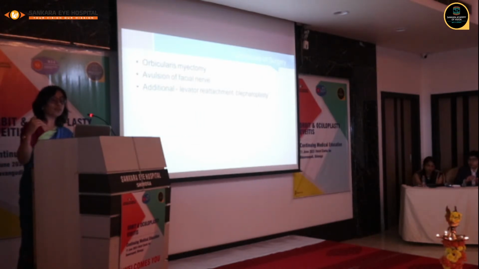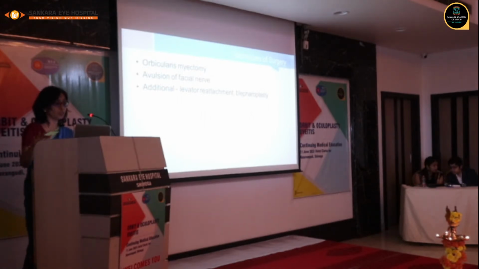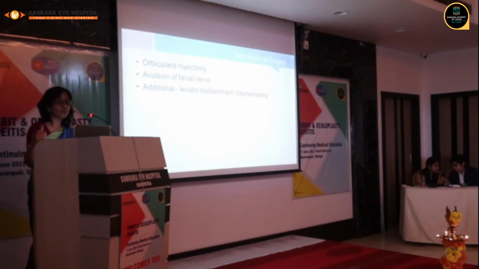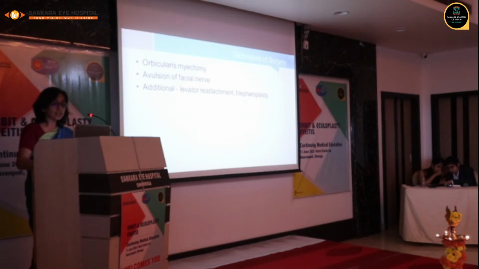Techniques of surgery for blepharospasm. Blepharospasm is treated by surgery only when it does not respond well to chemodenervation. Earlier, there was avulsion of the facial nerve branches, but it causes too many side effects and is not so effective. So, now the standard is orbicularis myectomy. You remove the orbicularis muscle only for the upper lid.